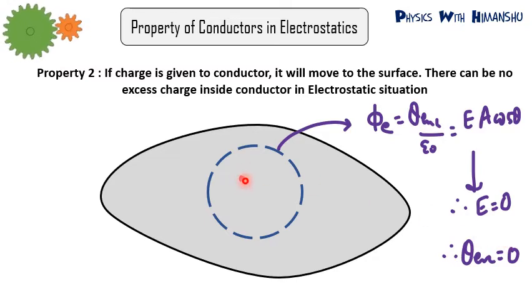So what will happen to this charge? This charge will move to the surface. So if charge is given to any conductor, it will move to the surface. No excess charge can reside inside the conductor. If charge is given, it will move to the surface.